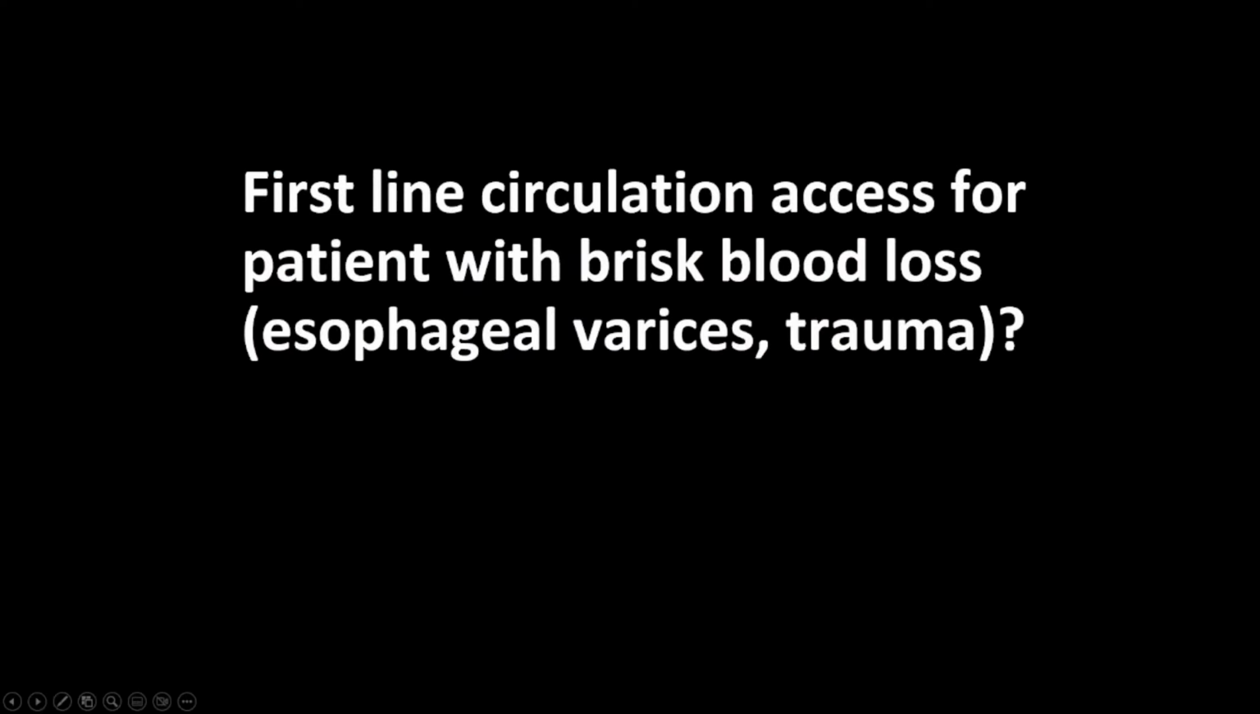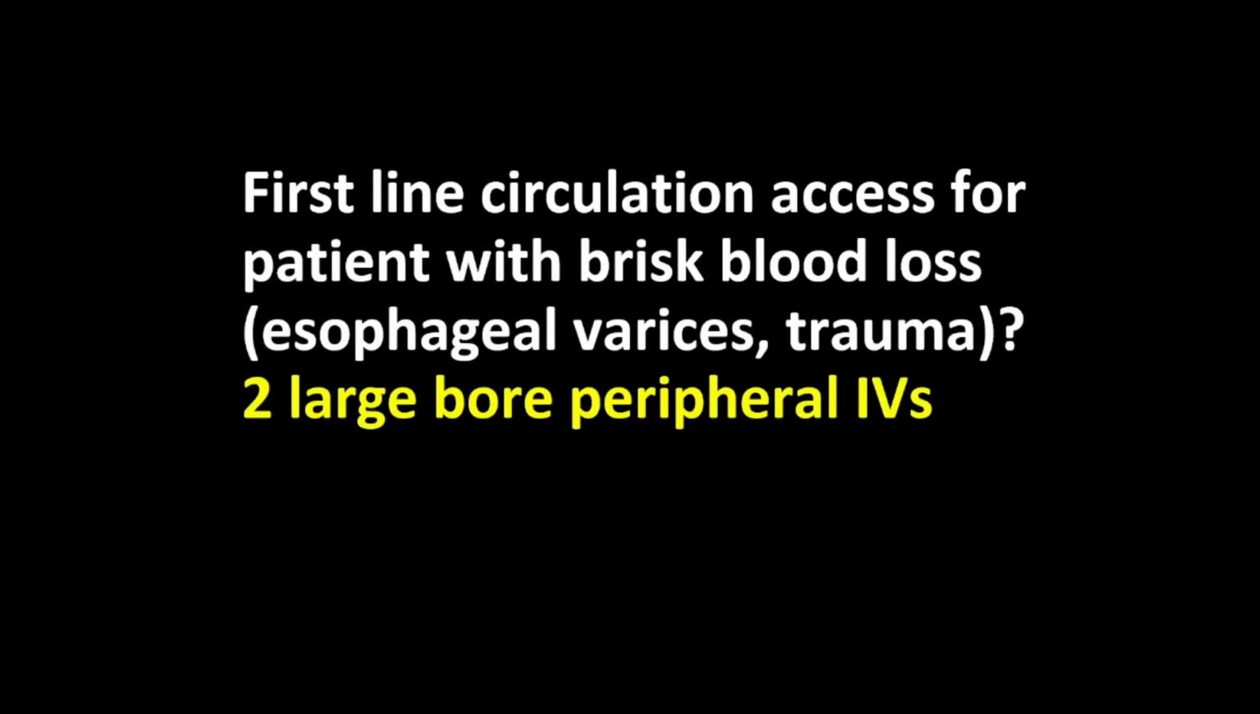All right, so next, still continuing on with our bird's eye view of acute management of trauma situations for any board exams. What's the first line option for circulation or perfusion access in a patient with brisk blood loss? Say they have actively bleeding esophageal varices, or an acute trauma situation like a blunt trauma or a motor vehicle accident. So you should be saying, that's right, 2 large bore peripheral IVs. That's usually 16 or 18 gauge peripheral IVs.